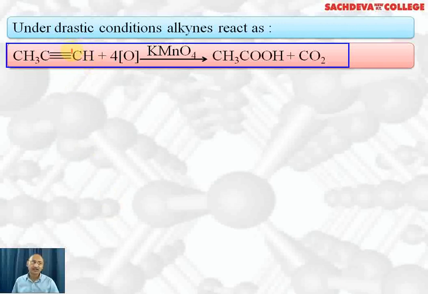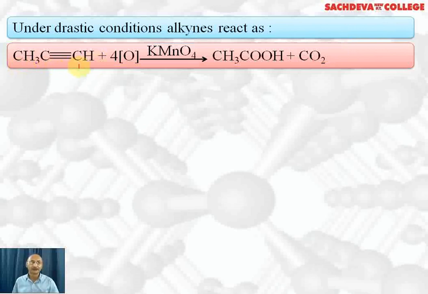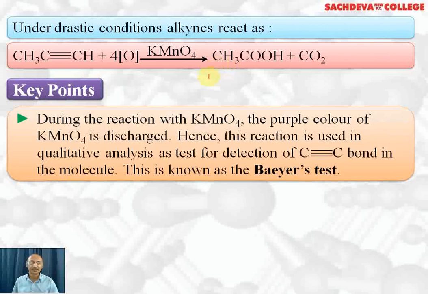But if there is one carbon, a terminal carbon, it gets oxidized to CO2. The reason is that formic acid, which is supposed to be formed, gets oxidized to form CO2. So this is propyne on oxidation with alkaline KMnO4 on heating gives you acetic acid plus carbon dioxide. Let's take up important points.